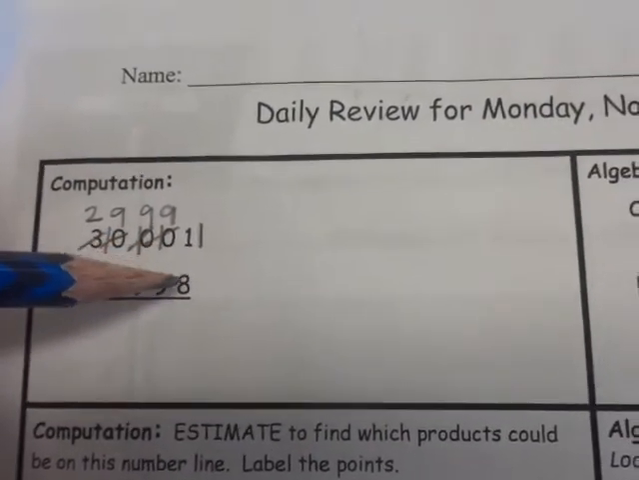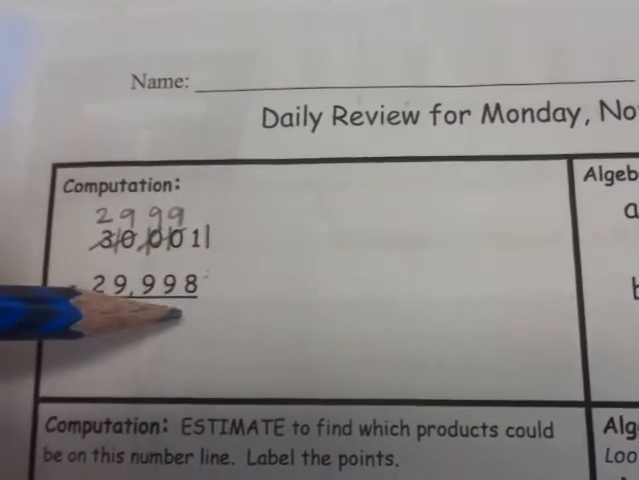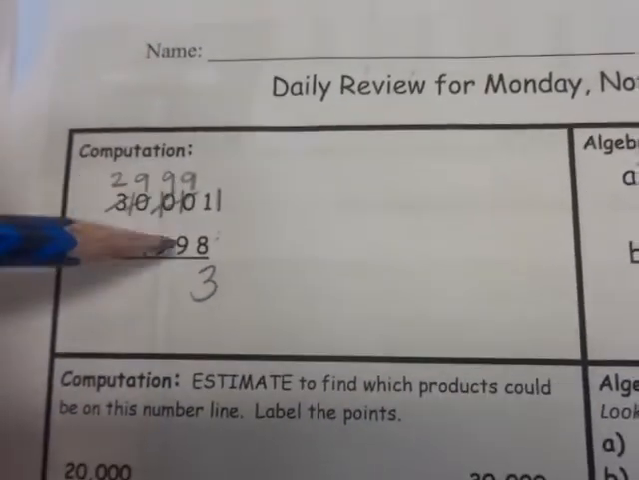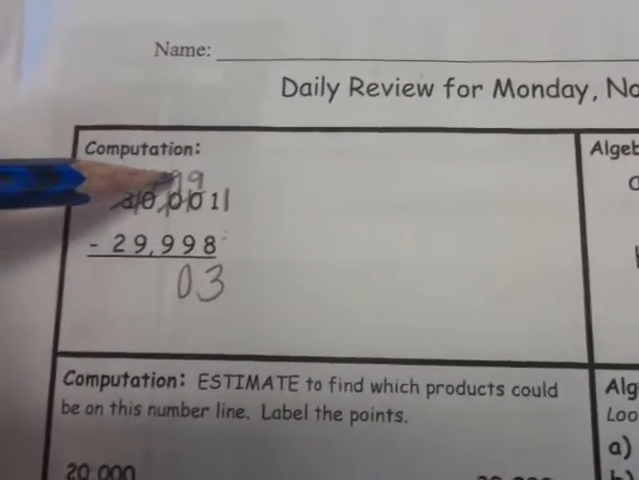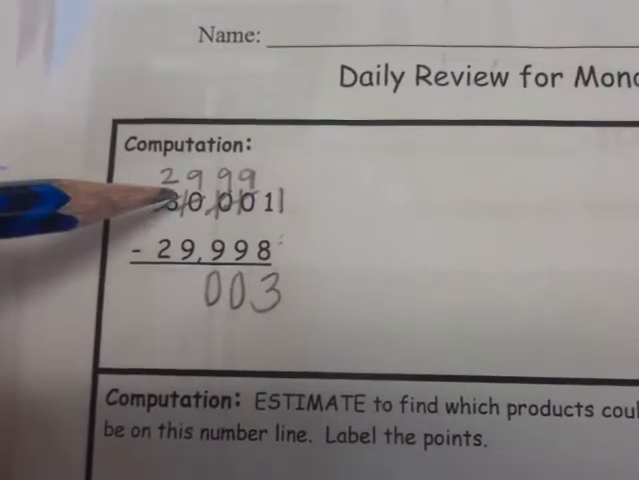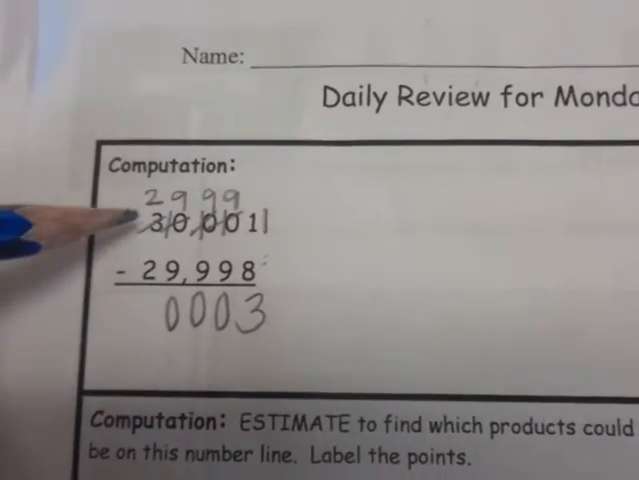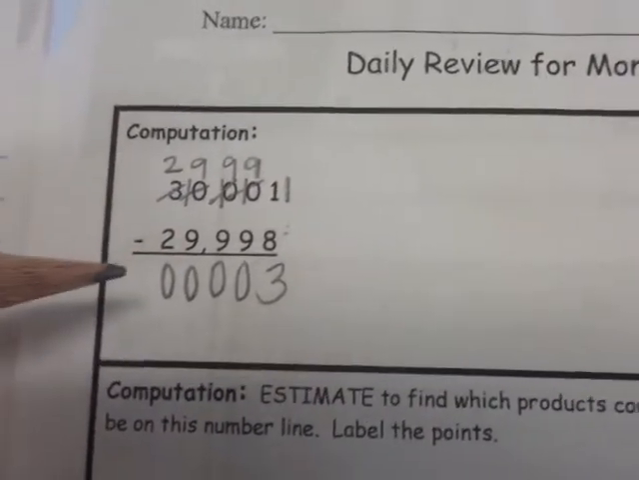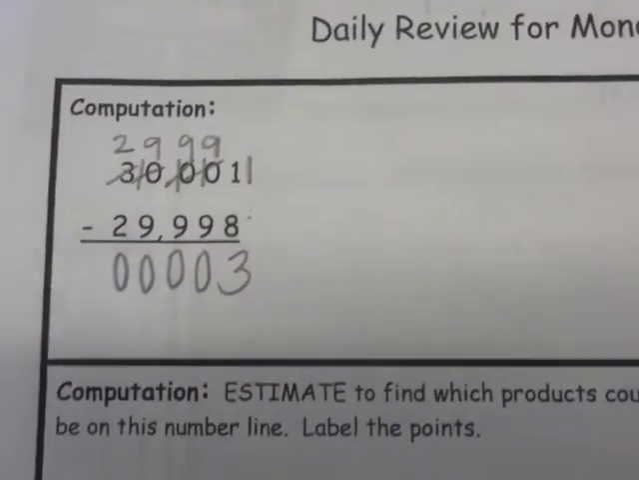So I can also count up 8, 9, 10, 11. That's 3. 9 minus 9 is 0. 9 minus 9 is 0. 9 minus 9 is 0. 2 minus 2 is 0. The difference of those two numbers is 3.